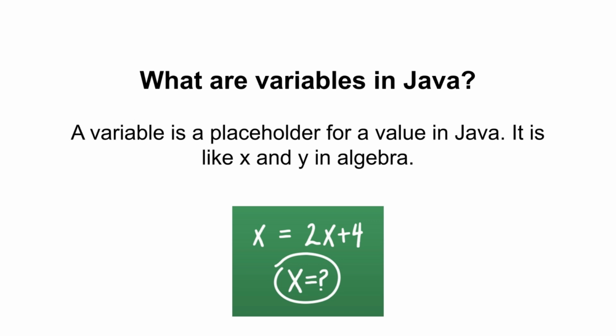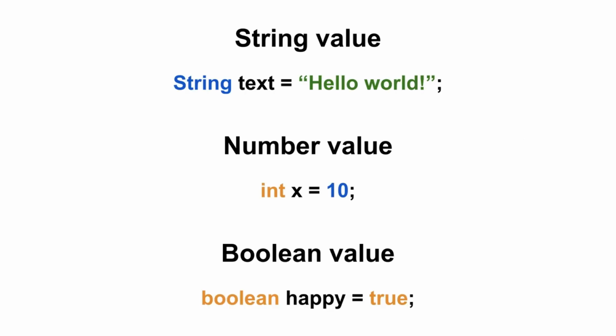A variable is a placeholder for a value in Java. It is like x and y in algebra. We can use it to store values. A variable in Java can be used to store values of multiple data types like strings, integers, and Boolean.